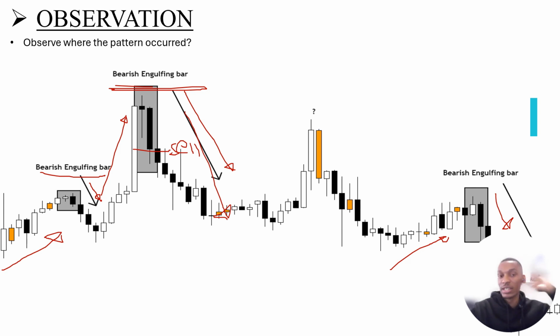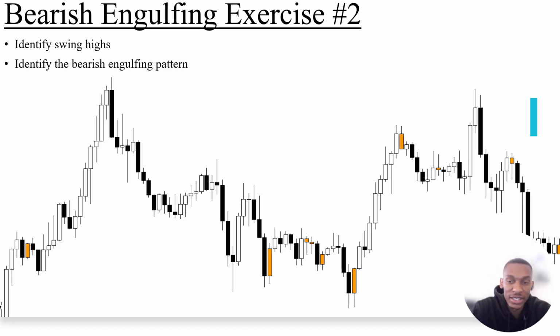Let's do a second exercise. And in this exercise now, this is the procedure. First, you have to know where to look, and you must think of the conditions. First, try to identify swing highs. And then that's when you can identify bearish engulfing bar candlestick pattern. So first, let's identify swing highs. Yeah? Let's identify all the swing highs. Think of the conditions and know where to look.